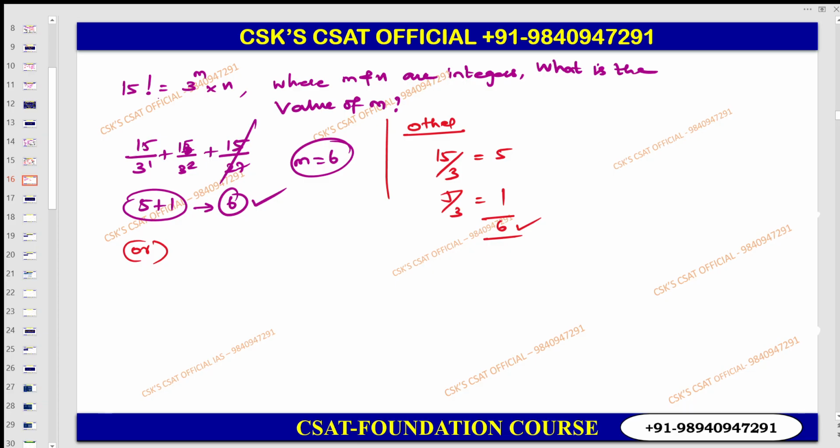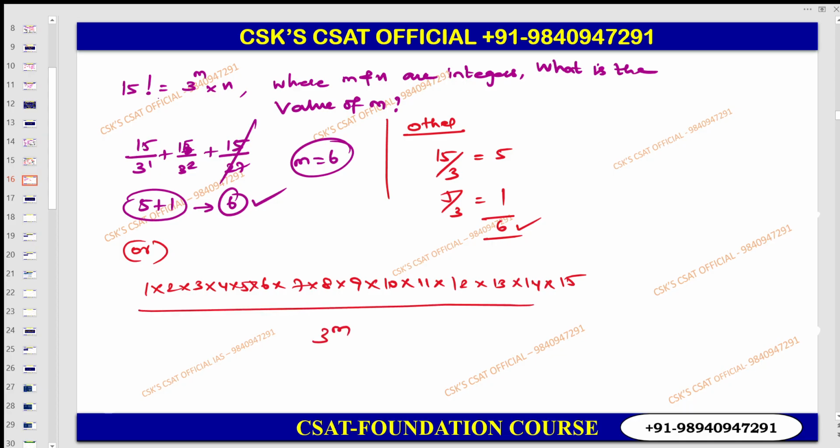So our 15 factorial, you can expand that as 1 into 2 into 3 into 4 into 5 into 6 into 7 into 8 into 9 into 10 into 11 into 12 into 13 into 14 into 15. So now how many 3's are there? So 3 power m now. How many 3's are there? In the 6 you are having a 1 here. So here 1, here 1. So here 2. So therefore here 1 and here 1. So check here. So therefore 2, 4, 5, 6. So in this format also you can find.